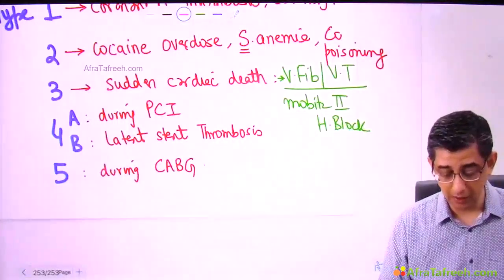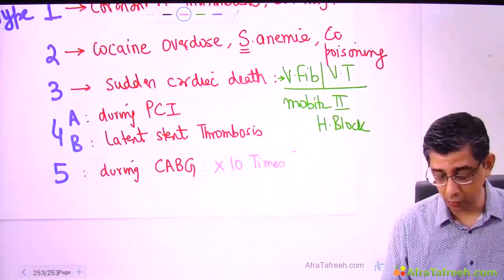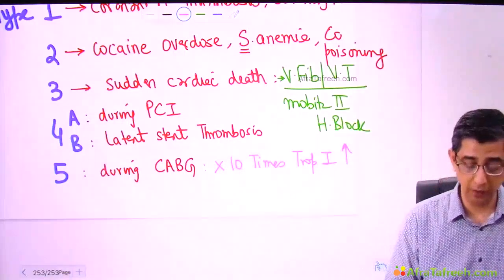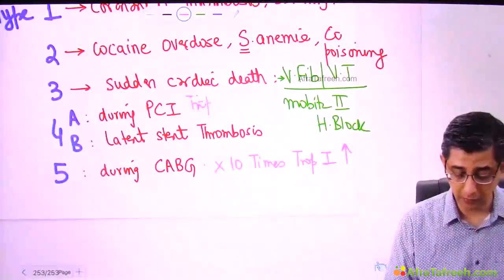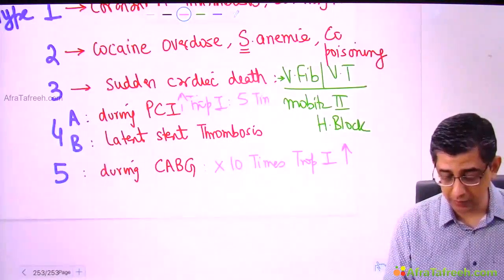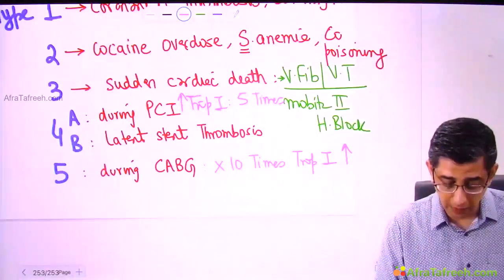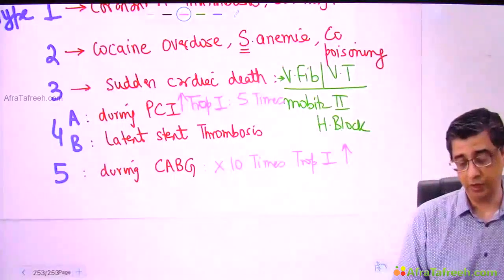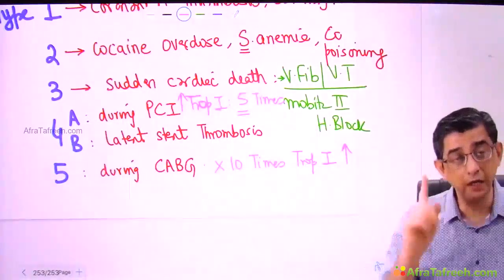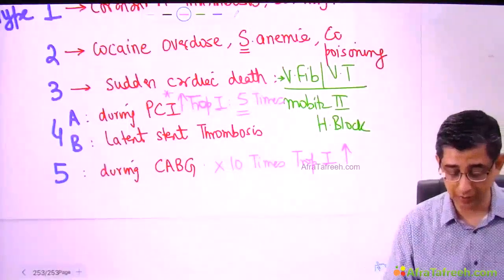Type 5 MI will also have a very special finding which is now to be remembered. That is, the elevation of troponin I will be at least 10 times over and above what you see routinely. And with type 4A myocardial infarction, the elevation of troponin I can be as much as 5 times of normal. These are two MCQ statements that I definitely want you to remember. That is, elevation of troponin I more than 5 times of normal is not seen in type 4A MI. In type 5 MI, it is 10 times elevation. In type 4A, it is 5 times elevation.